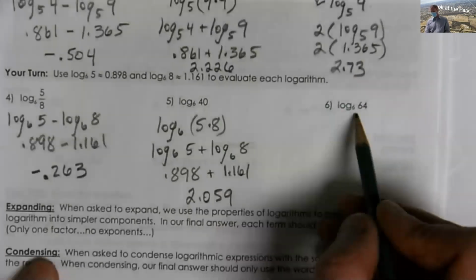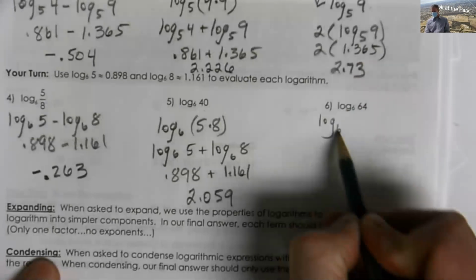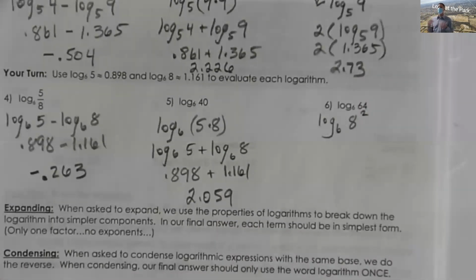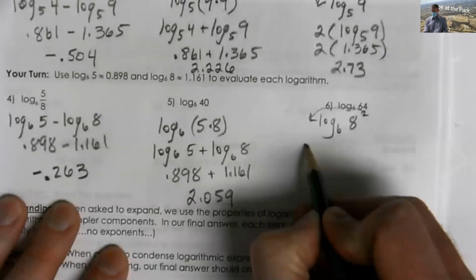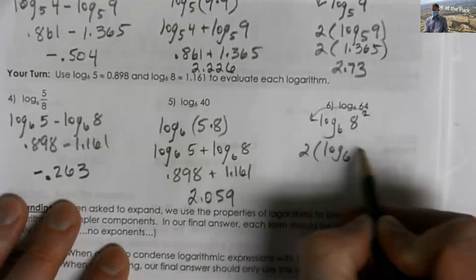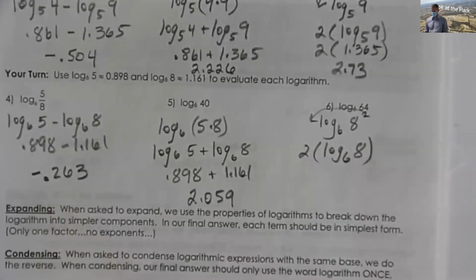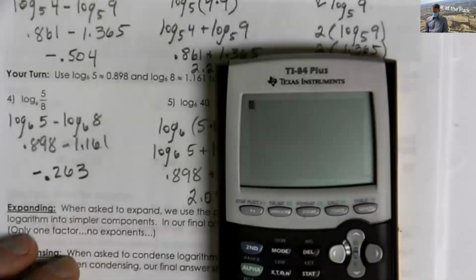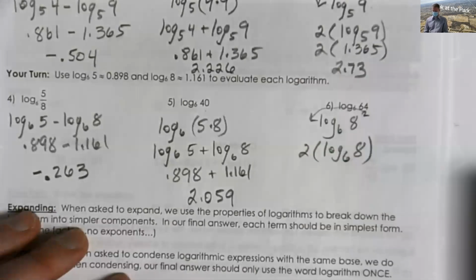Now we look at our last one over here. Following our examples that we had, this is the same thing as 8 squared. You could even do 8 times 8, and then you would write it twice. Log base 6 of 8 plus log base 6 of 8. If you write it in this format, that means 2 times log base 6 of 8. So either way you think about it, whatever works. So 2 times 1.161, we get 2.322.